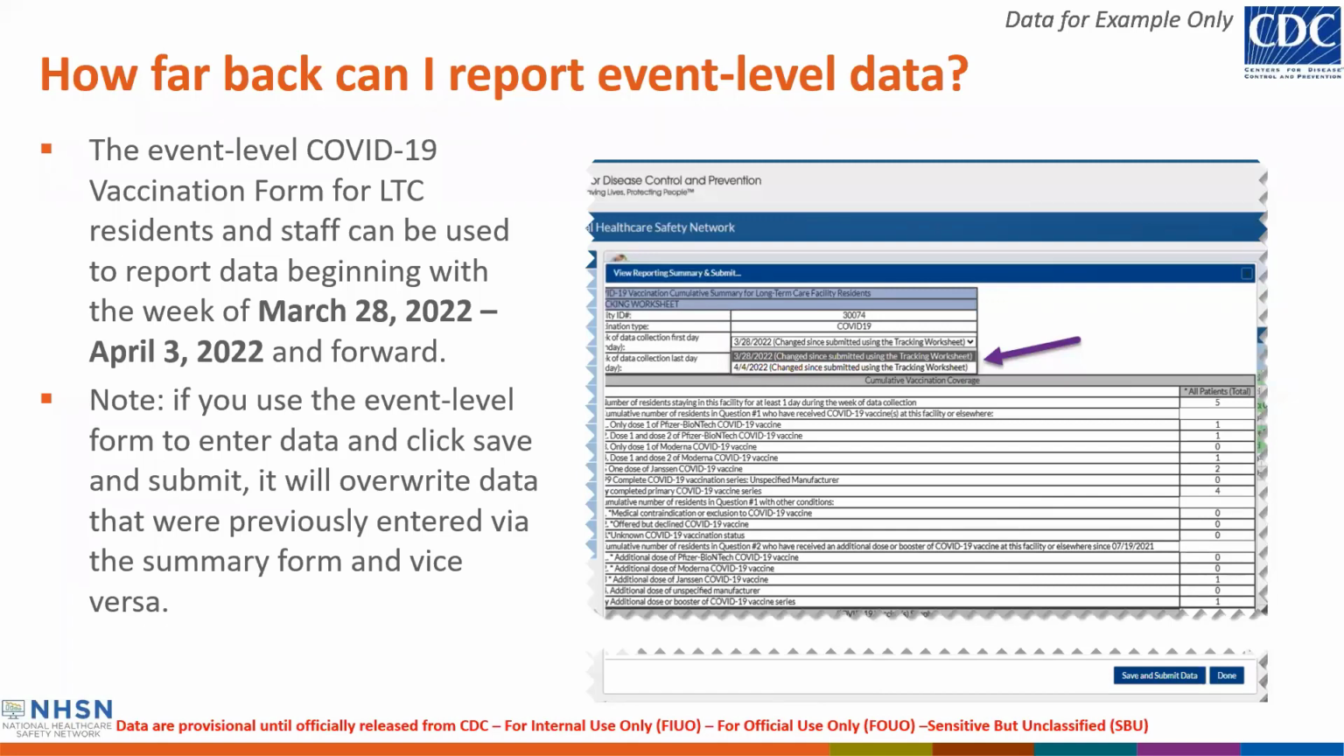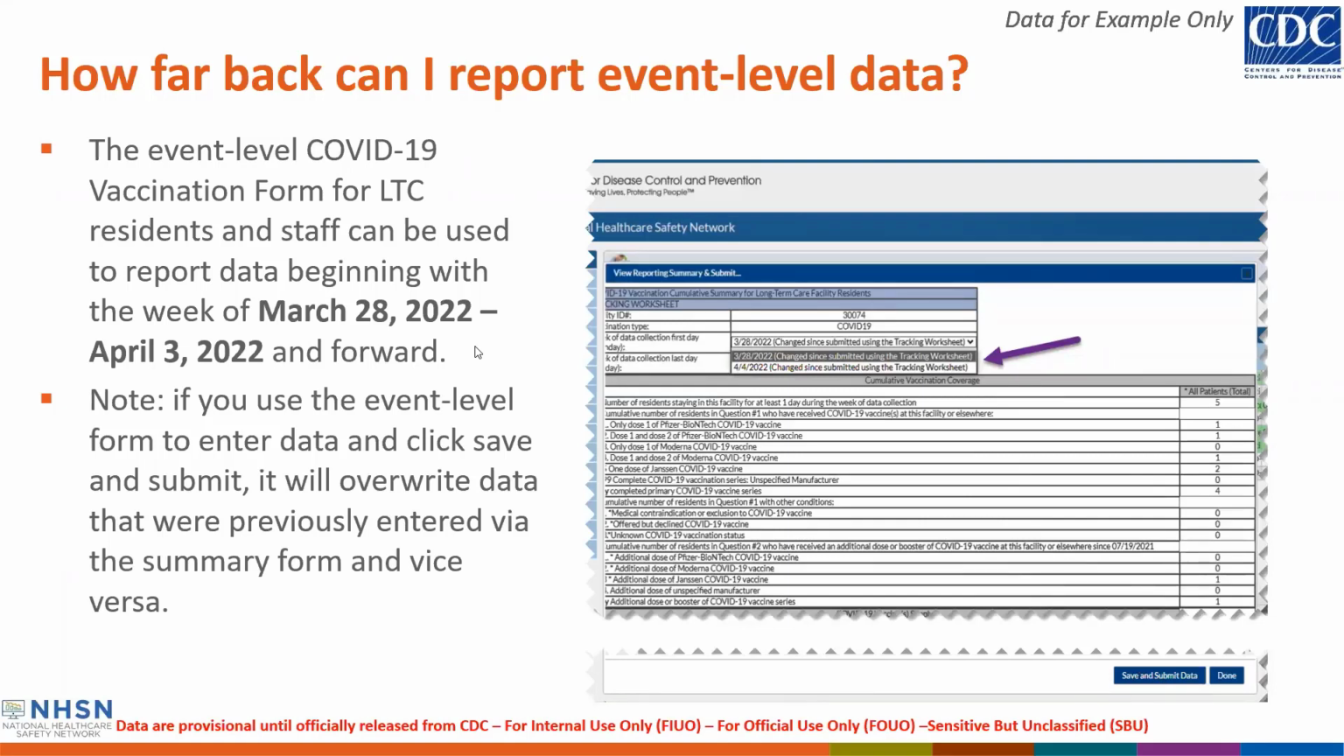And then I just want to remind folks here, just like with any other way of submitting these data, anytime you click Save and Submit, you'll be overwriting any data that were previously entered by another means. So if you enter data for residents in your calendar view, and then you navigate over to your event level option and use this Save and Submit option, your record will be modified based on the data that is in the event level form.